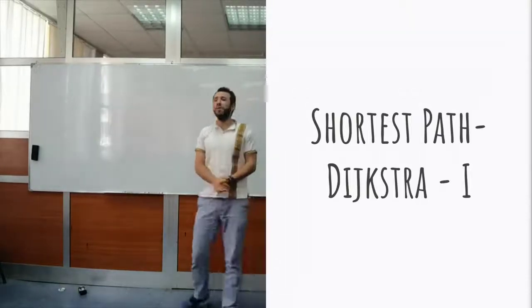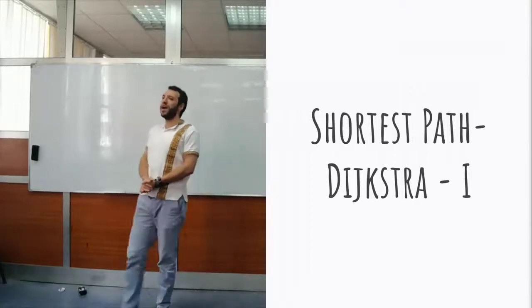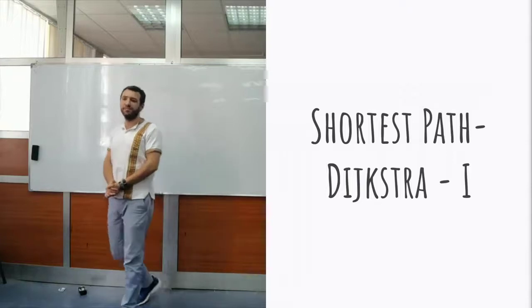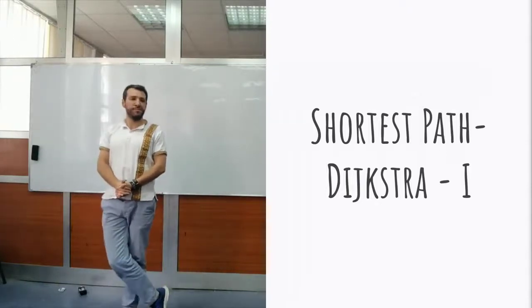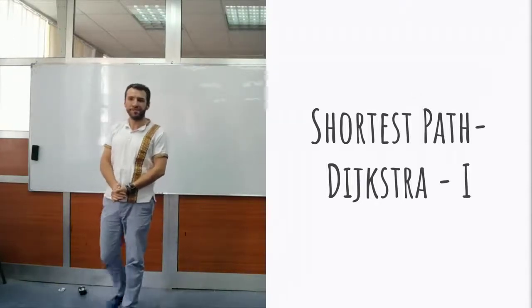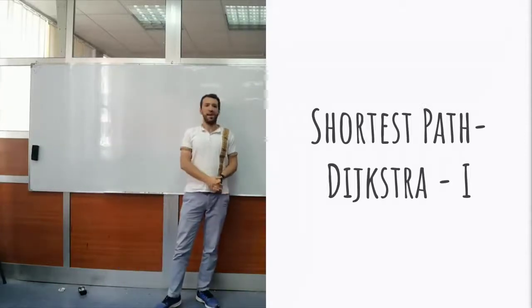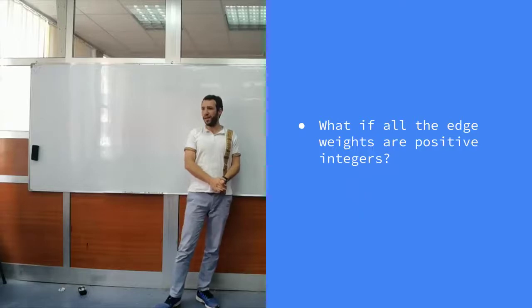So, how about the edge weights are not 1? But they are all positive integers. Any other ideas? Let's think about it for a minute.